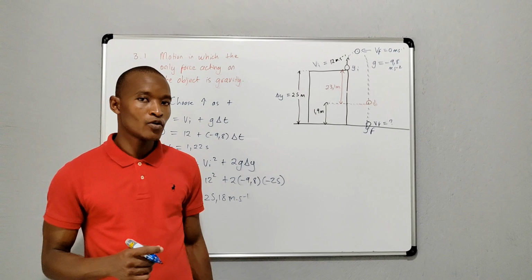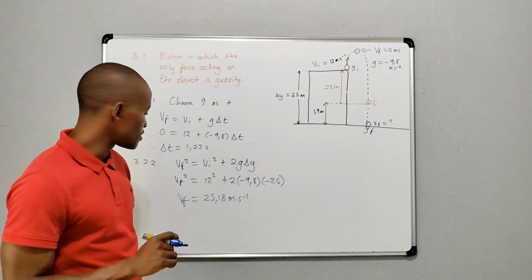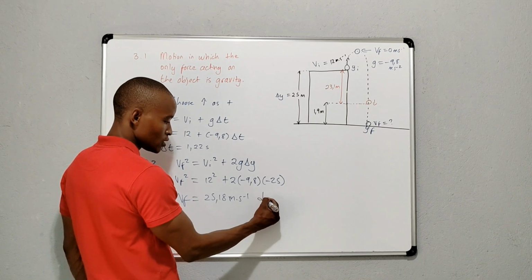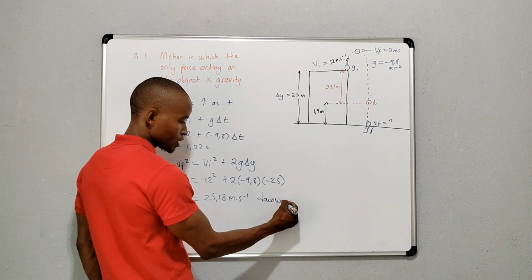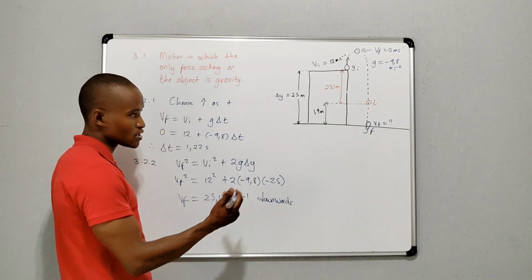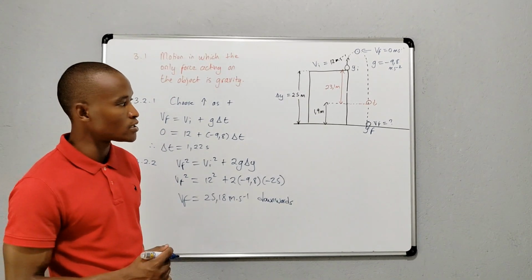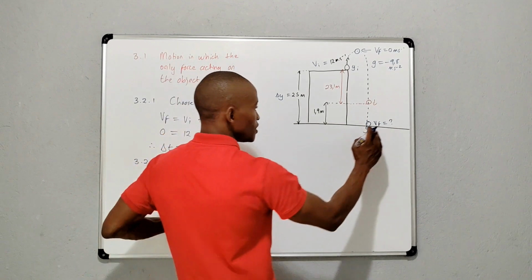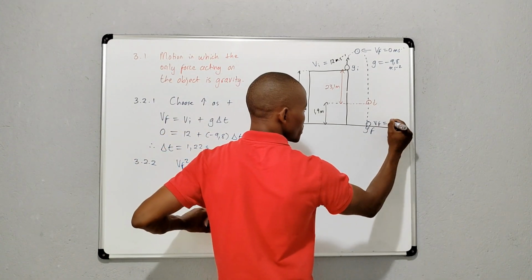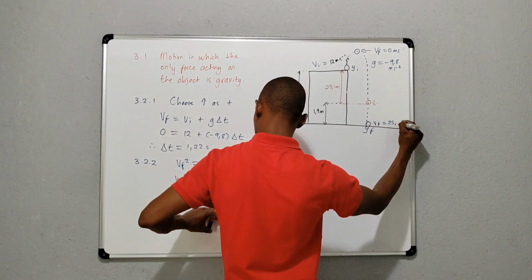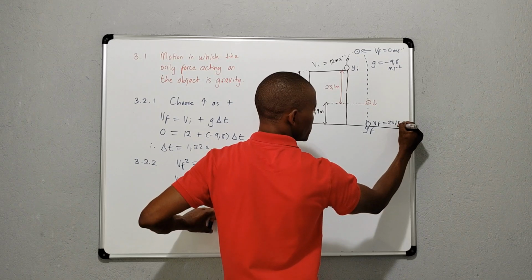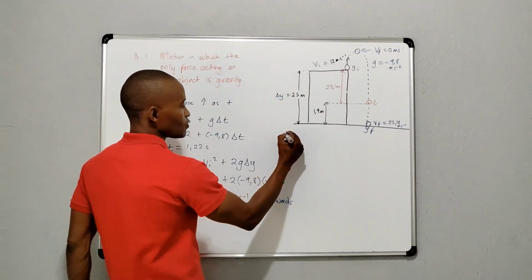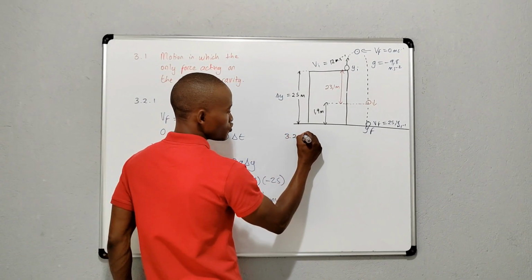Before we answer question 3.2.3, I just want to add here in the previous question, the direction is downwards, so there's a marker location there for indicating correctly the direction. So this is the final velocity when the ball hits the ground. We can put it in there, 25.18 meters per second. So what is happening with question 3.2.3?